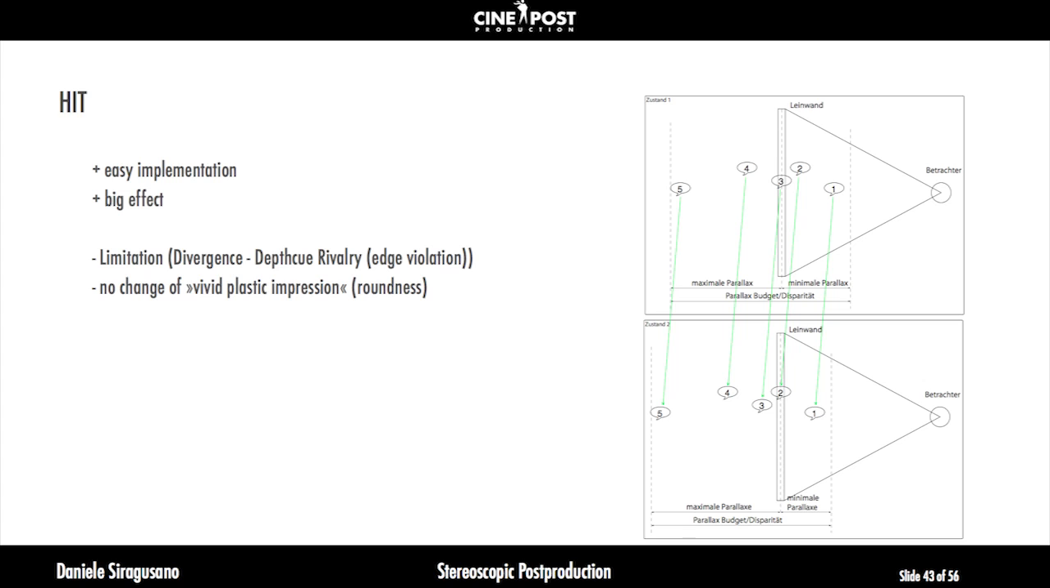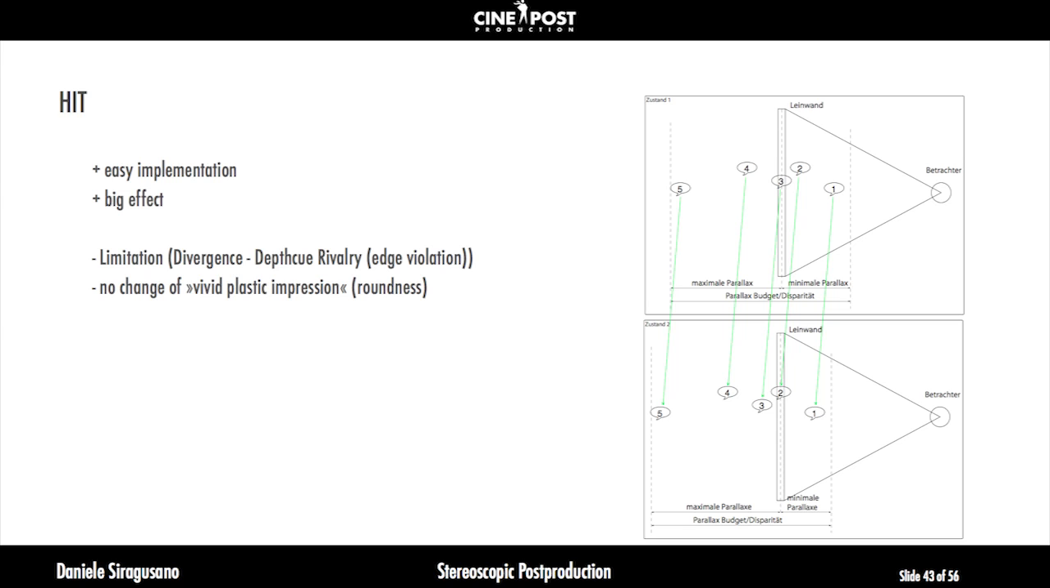It is an easy implementation. You just shift 2 images. Every system can do it. It's pretty easy. It has a big effect. It has some limitations, of course. At the end, you have divergence, so you cannot shift everything like you want in the back.